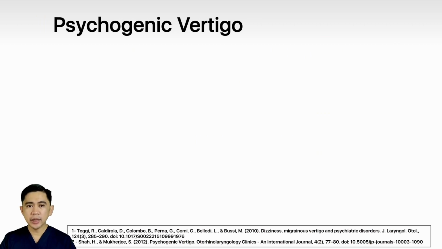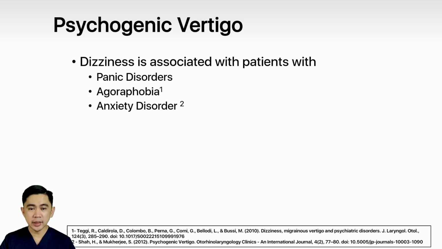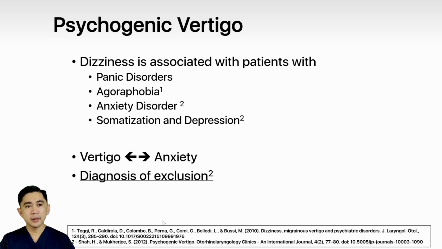Now let's go to psychogenic vertigo. Dizziness is associated with patients with panic disorders, agoraphobia, anxiety disorder, somatization, and depression. It has been said that when one person has vertigo, they become anxious, and when they become anxious, the vertigo increases. But psychogenic vertigo is a diagnosis of exclusion, meaning you will have to rule out every entity in our chart before considering this one.